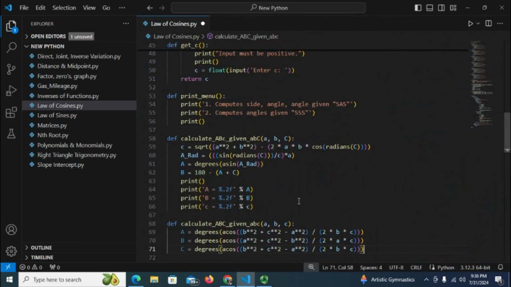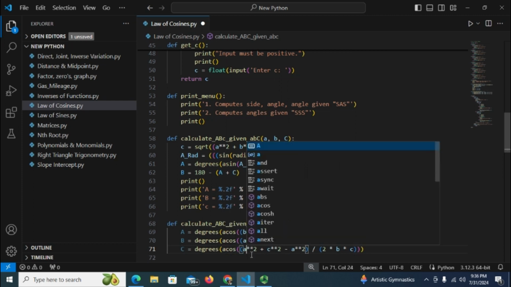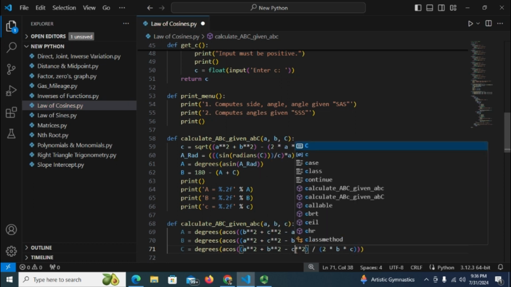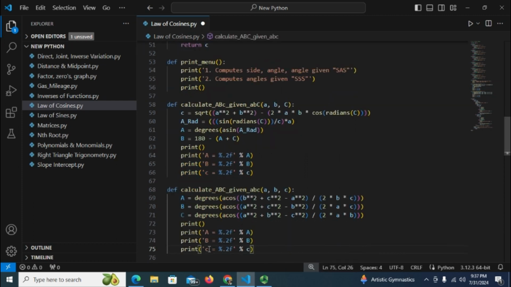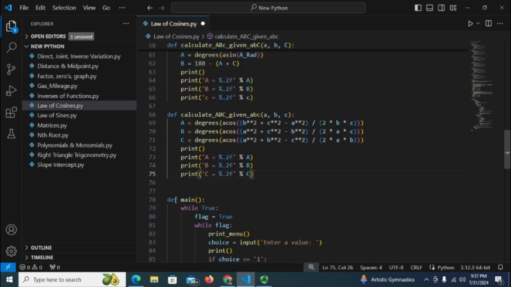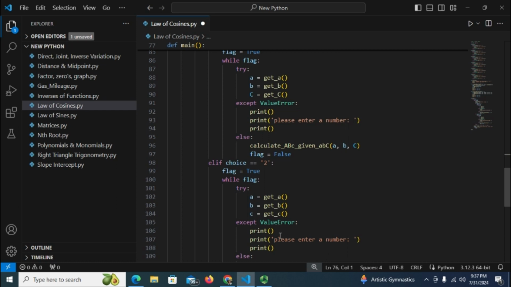All right, and then we have c is degrees a cosine. This would be a squared plus b squared minus c squared. That is the equation for c. And then this is divided by 2ab. Doesn't matter if it's ba, but yeah, like this. All right. So now copy and paste this. And then over here, we need to print ABC like this. And change this to C. And we're done with our functions. So I'm going to double check everything really quickly, and then we will run our program and check some examples.